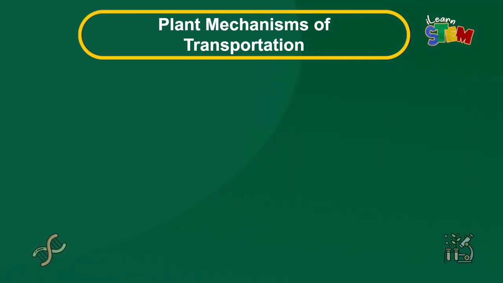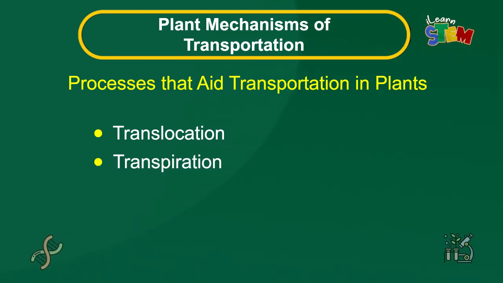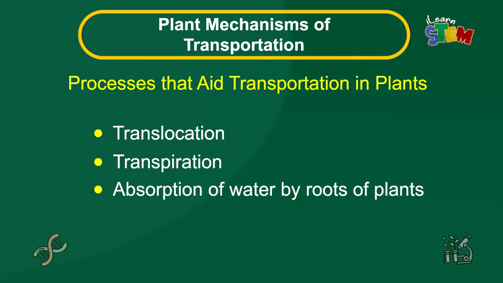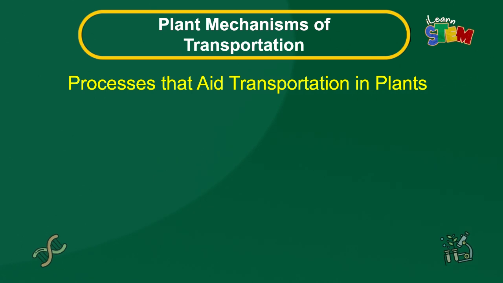Now, let's look at the processes that aid transportation in plants. 1. Translocation. 2. Transpiration. 3. Absorption of water by roots of plants. 4. Transport of water in xylem tissues. We will begin with translocation.